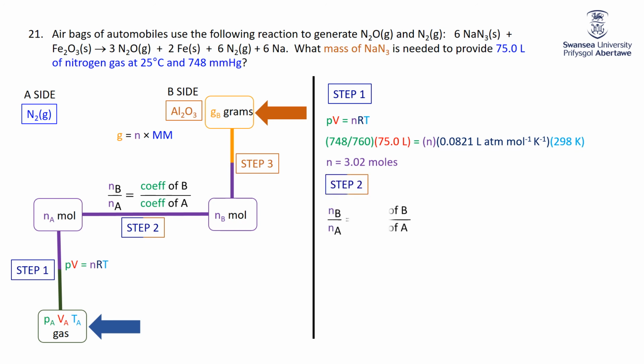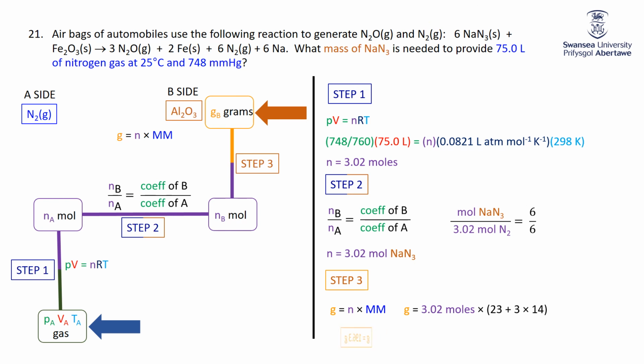Now the rest is routine. Here's our little equation. Coefficient of N2 is 6. Coefficient of NaN3 is fortuitously 6. So therefore moles of NaN3 to moles of N2, 6 to 6. So we have 3.02 moles of NaN3, and now converting that to grams. 196.3 grams is what you get when you multiply 23 plus 3 times 14 by 3.02.